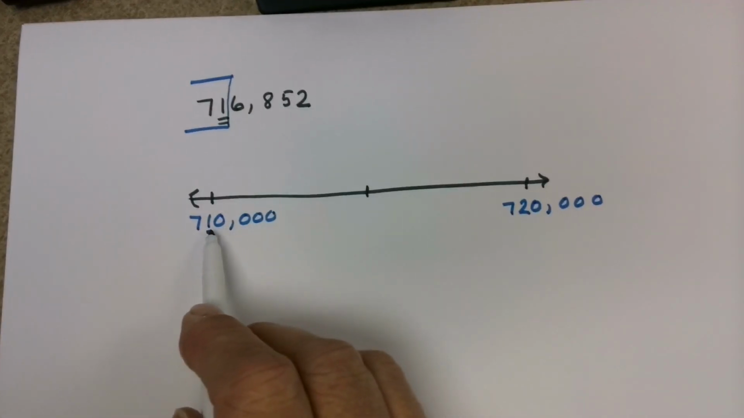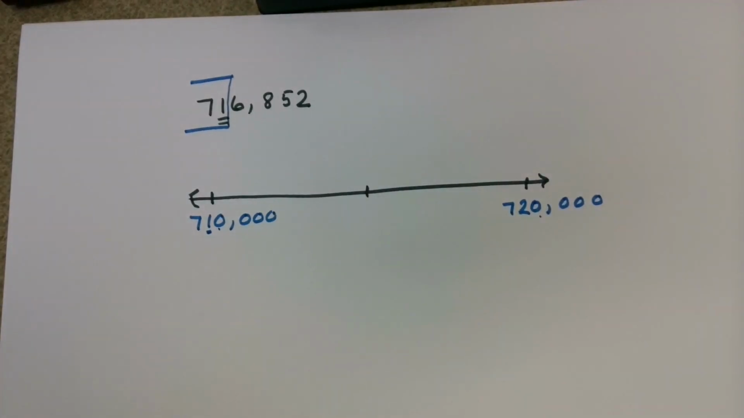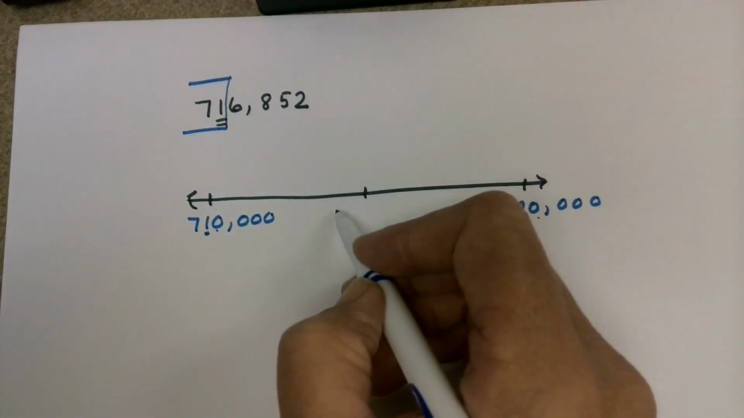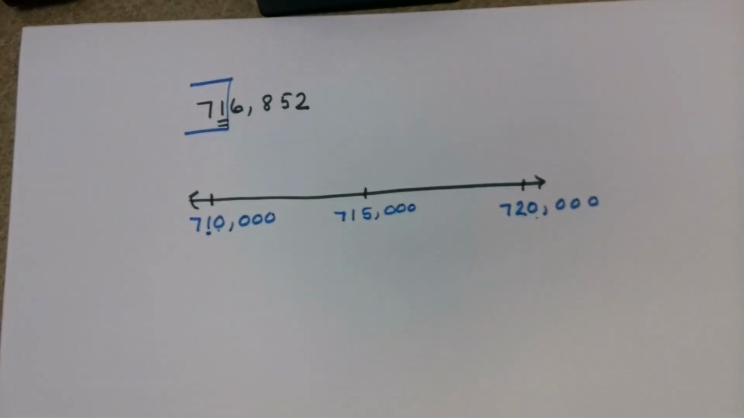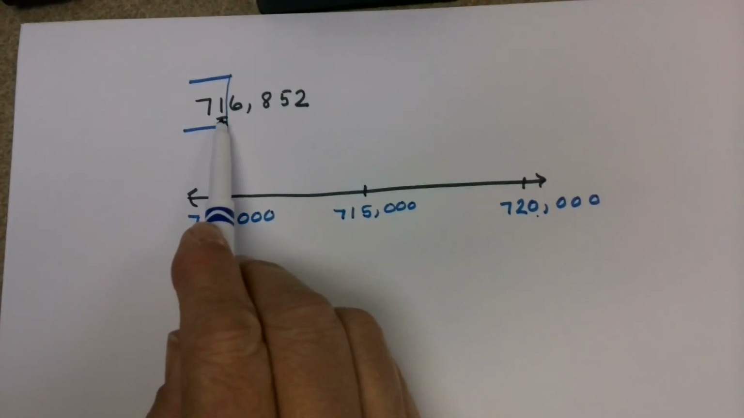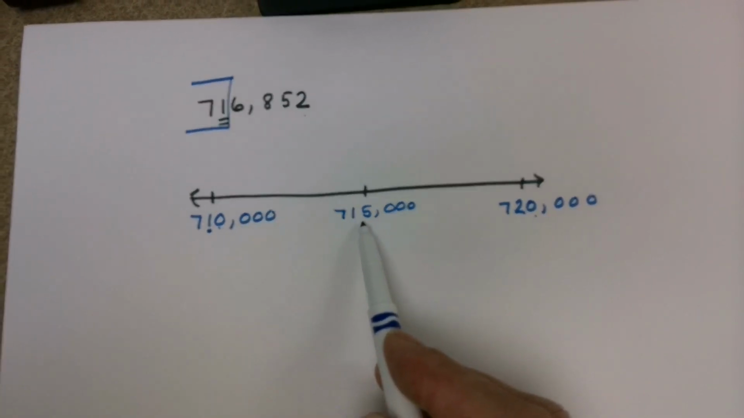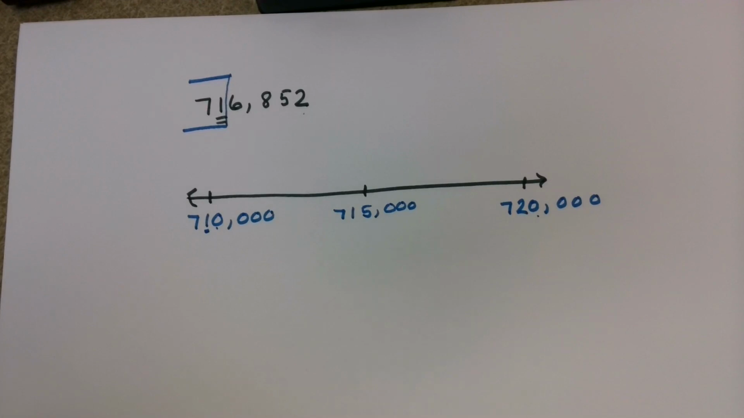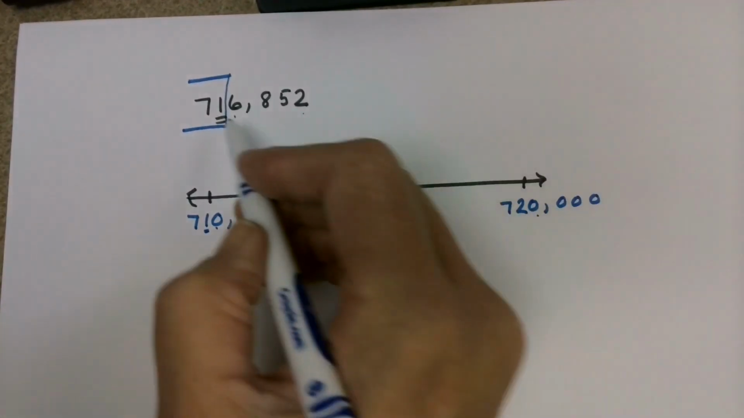The midpoint, I need to think about half of 1,000. Half of 1,000 is 500. And I'm sorry, I'm thinking of the wrong one, I always want a 5 there. So I'm looking at half of 10,000, not half of 1,000. I'm sorry about that. So I've got 716,852, and I'm comparing it to 715,000. And I hope again that you're seeing that as kind of, oh, it's one more 1,000.